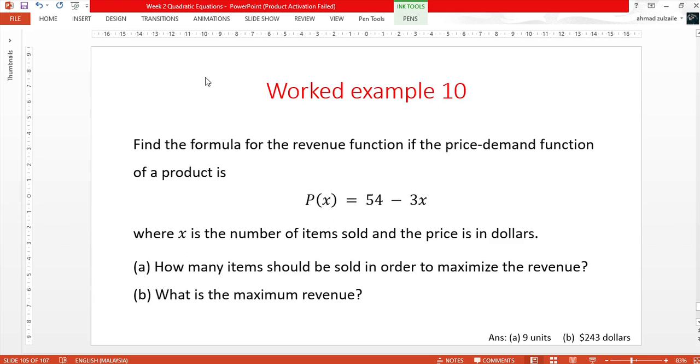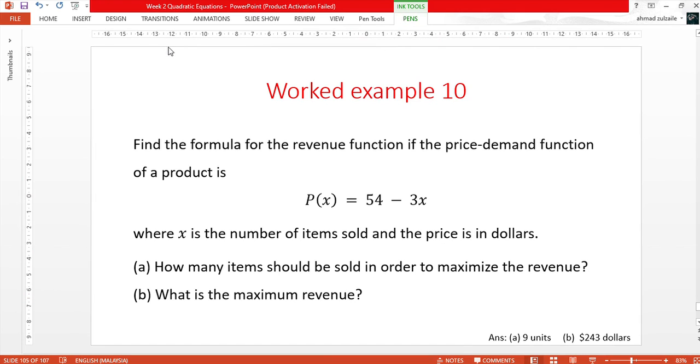Okay, so the last one for this video. Worked example number 10: find the formula for the revenue function if the price demand function of a product is P(x) equal to 54 minus 3x, where x is the number of items sold and the price is in dollars. Number one, find the formula for the revenue. Then, how many items should be sold in order to maximize the revenue? And what is the maximum revenue?